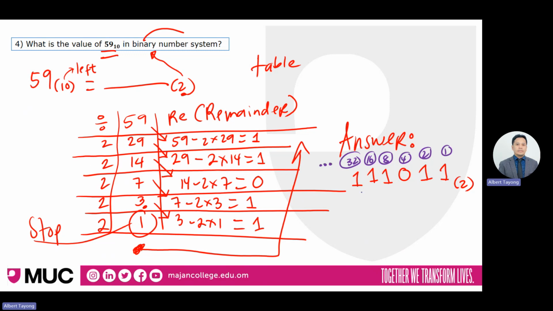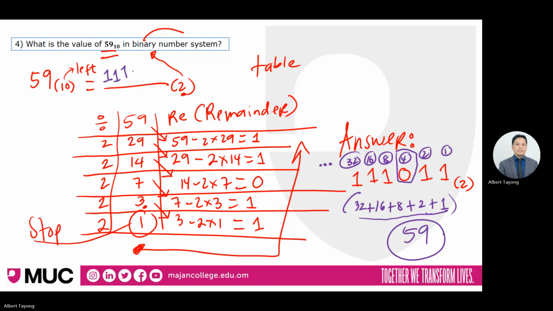So we stop at 32 because this is the last. So if we're going to add all of this, it is 32 plus 16 plus 8 plus 2 plus 1. We're not going to include this because the digit there is 0. So 4 is excluded. So 32 plus 16, 48, 56 plus 3 is equal to 59 indeed. Okay, so indeed our answer is correct. 111011 base 2 is the equivalent binary number. Okay, so that's how to do it. I hope this is clear.